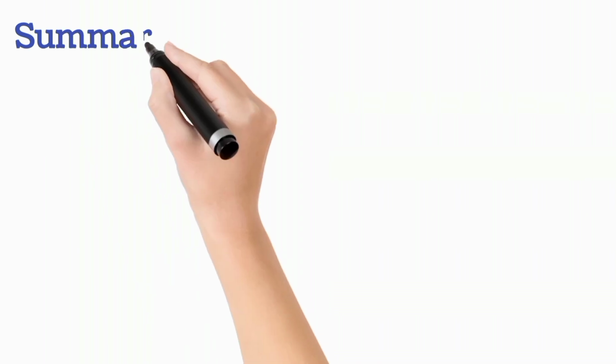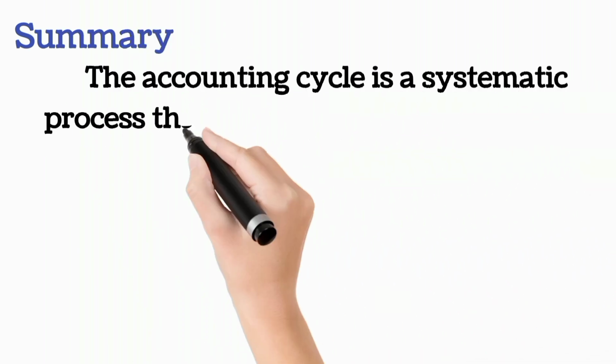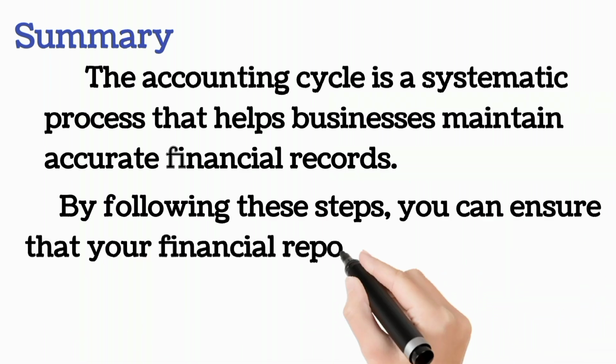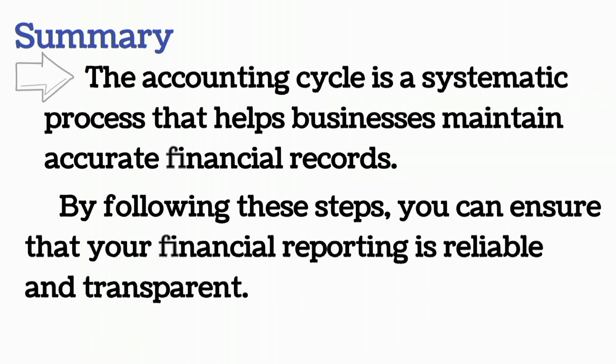And there you have it. The accounting cycle is a systematic process that helps businesses maintain accurate financial records. By following these steps, you can ensure that your financial reporting is reliable and transparent.